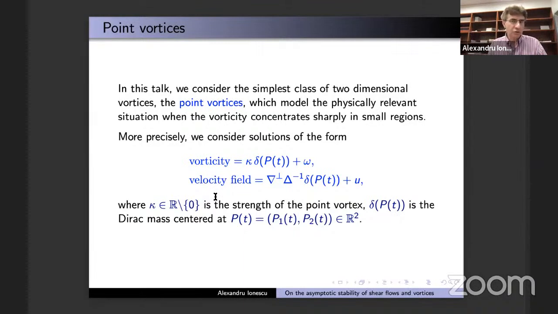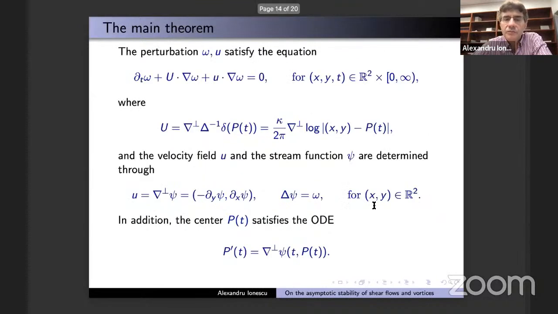So kappa has to be different from zero. The zero solution of the 2D Euler is, of course, not a stable solution. So the only way we get stability is if the solution that we perturb around creates that stability. So kappa, which is different from zero, is the strength of the point vortex. As I said, the delta mass changes in time.